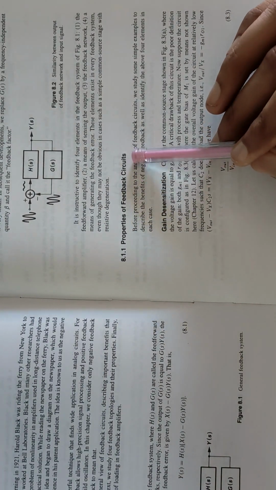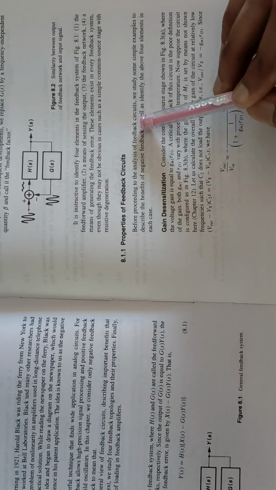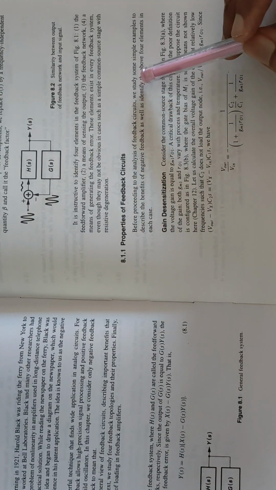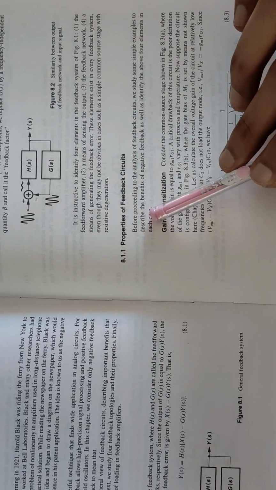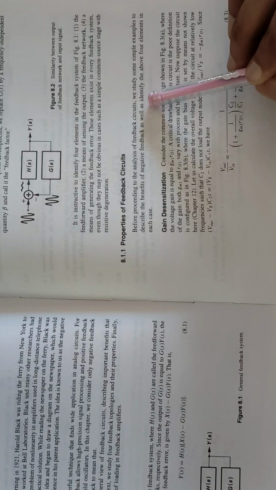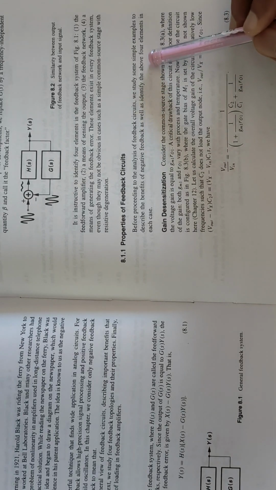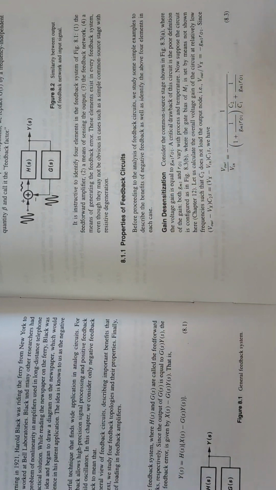Properties of feedback circuits. Before proceeding to the analysis of feedback circuits, we study some simple examples to describe the benefits of negative feedback, as well as identify the above four elements in each case.